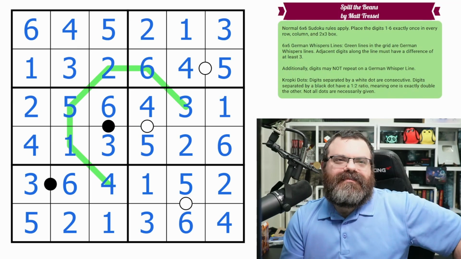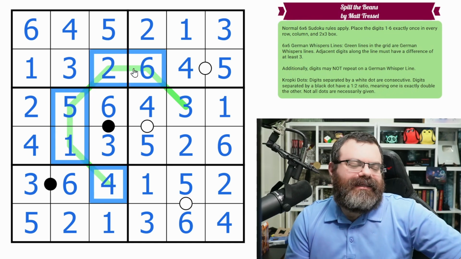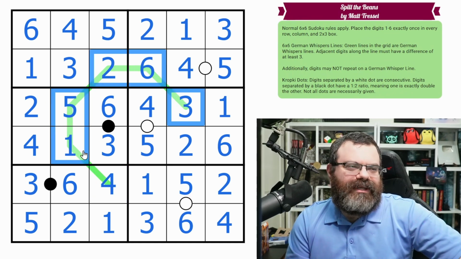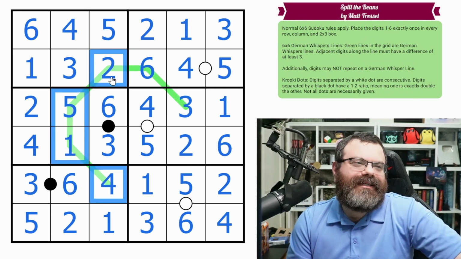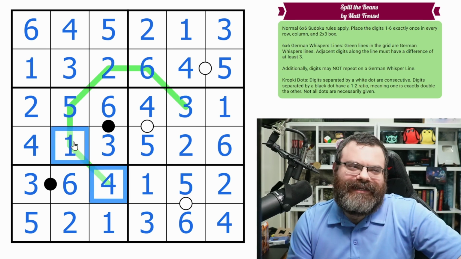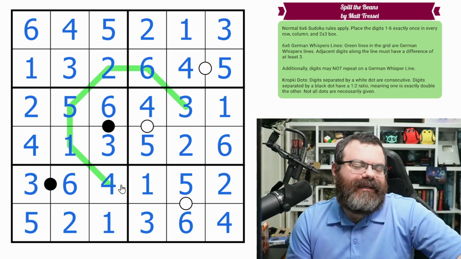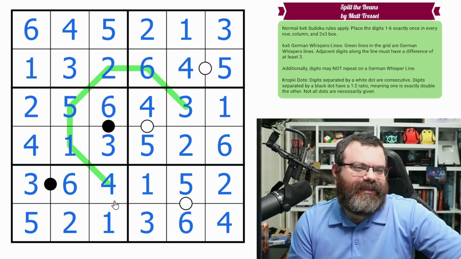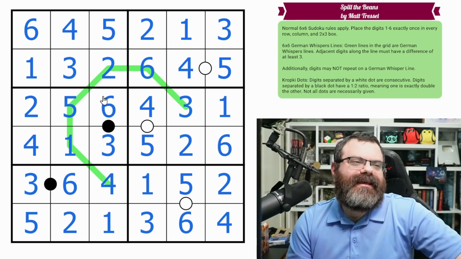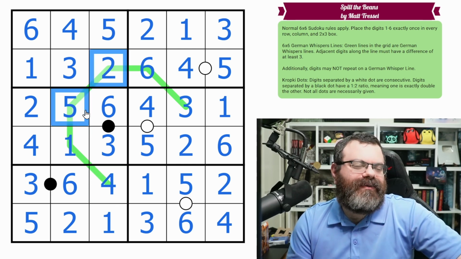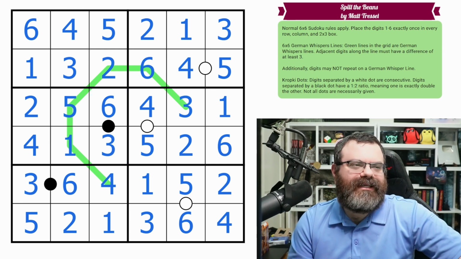All right, cool. Nice puzzle, Matt. Yeah, I liked the demonstration of a German whisper that can't repeat. A 6-long German whisper that can't repeat in a 6x6 is quite restricted. It's going to resolve, again, one way or the other. It's symmetric in that way, and then the interaction with this black dot was neat. The 2, 5 pair interaction with this black dot, removing 2 from here, was really neat.